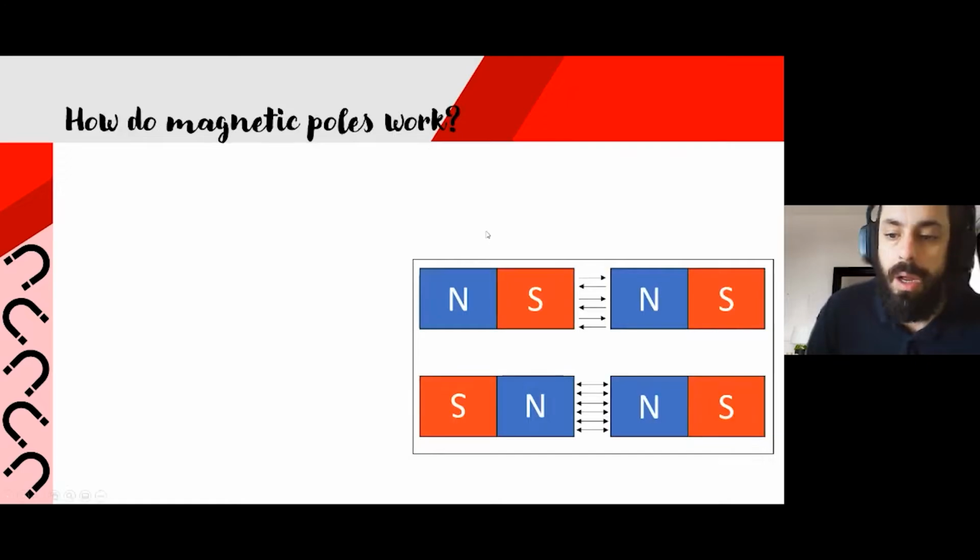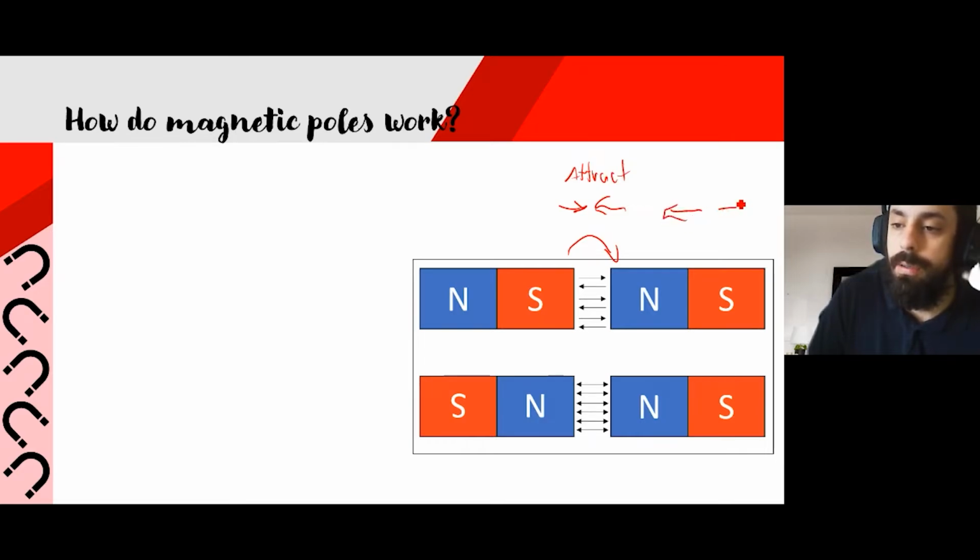Okay, so what did you notice about these lines? What do you think they mean? What happens when you put a south pole next to a north pole? Do they come close together? So do they attract? Or do they move away from each other, or repel? Remember, guys, attract is when they come close to each other. Repel is when they move away from each other.